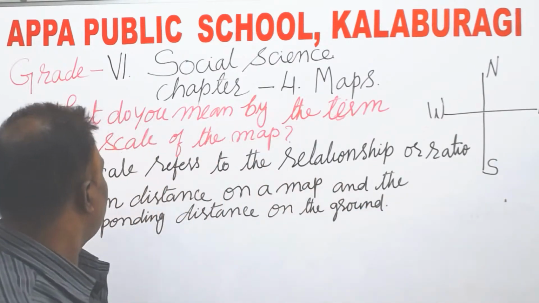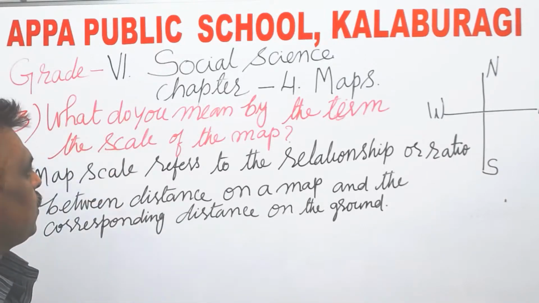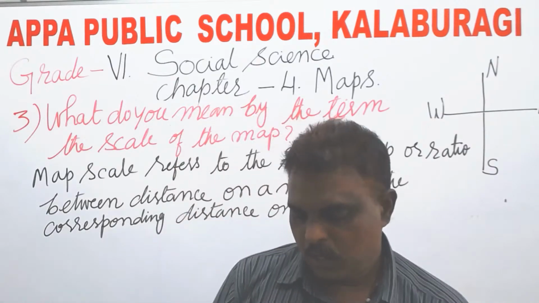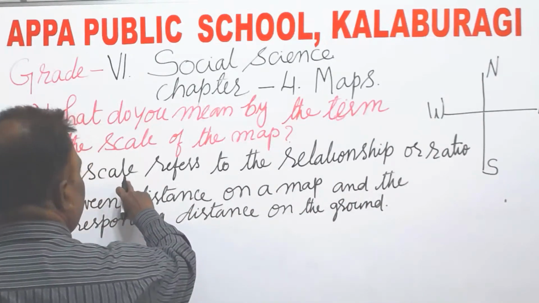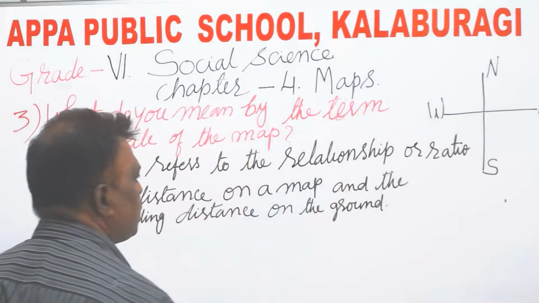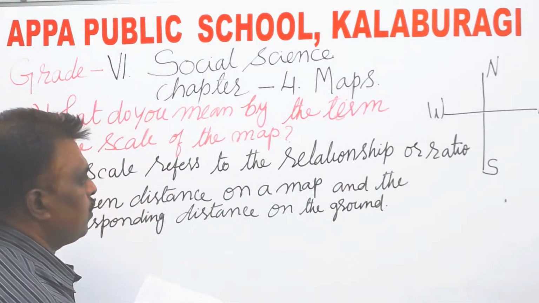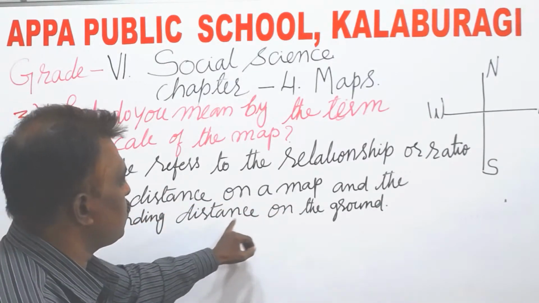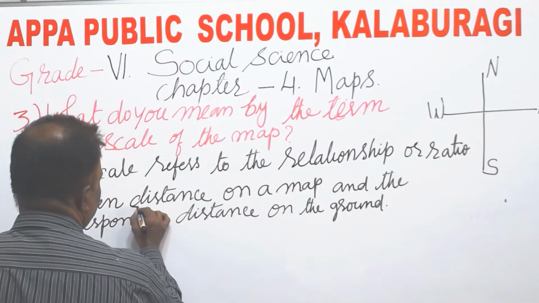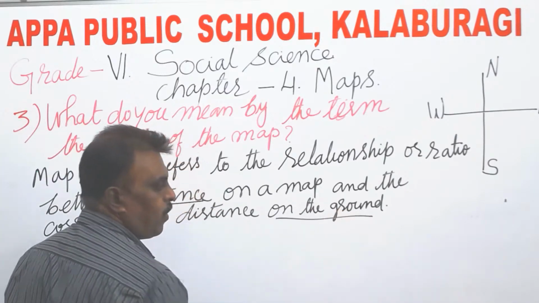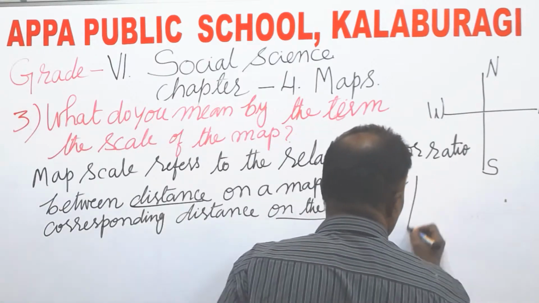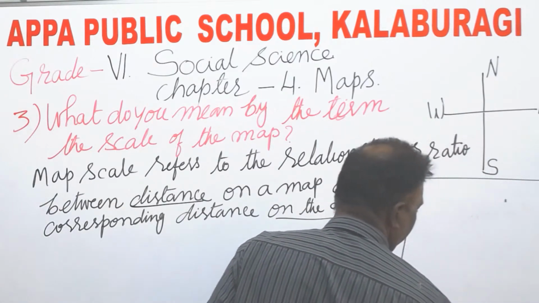Yeah, dear students, question number 3. What do you mean by the term the scale of the map? So he's asking the question. So here, map scale refers to the relationship between the distance on the map and the corresponding distance on the ground. These are the points you have to understand and keep in your mind. To understand it better, I draw here.